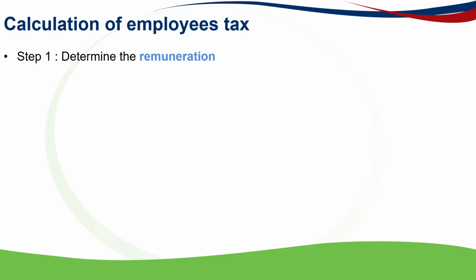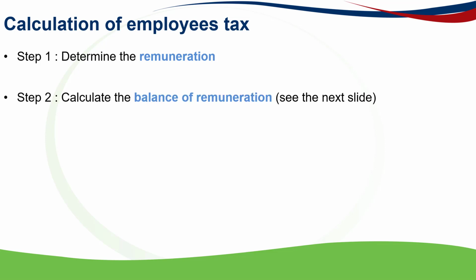Step 1, you determine the remuneration. So you go back to the definition. Is the amount that you are looking at one of the 13 types of income? If not, is it one of the 16 specific inclusions, or is it an amount that is specifically excluded from remuneration? That's the first step. Step 2 would be to calculate the balance of remuneration. We will talk more on that on the next slide.